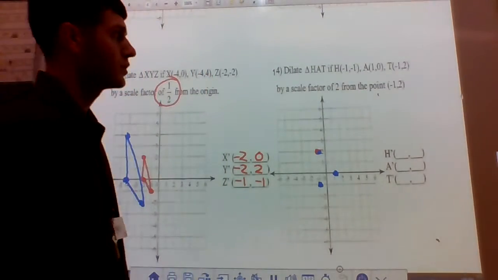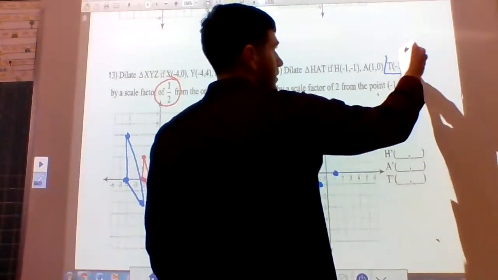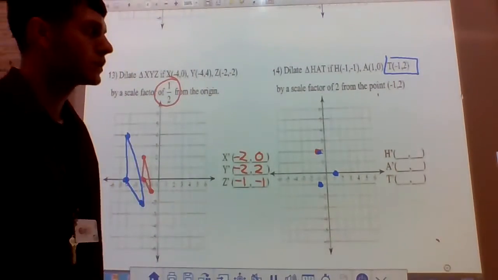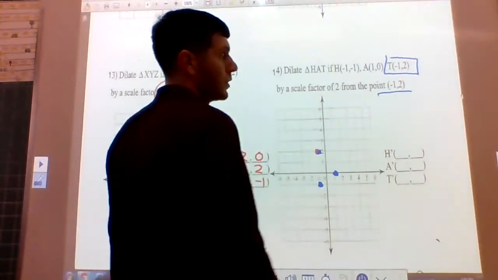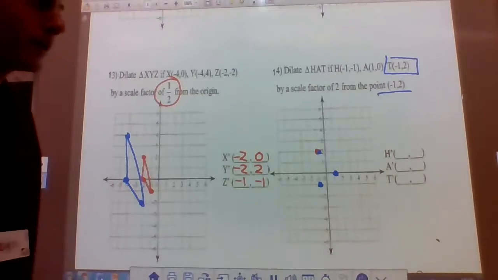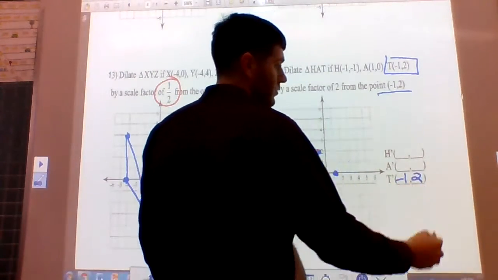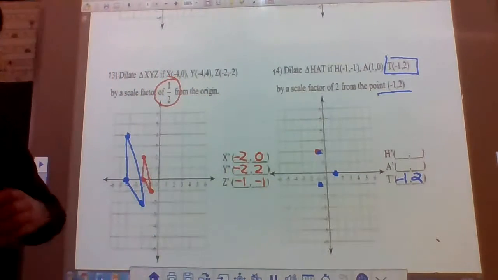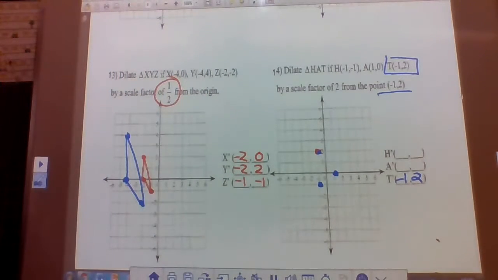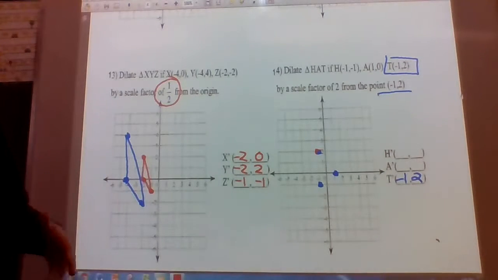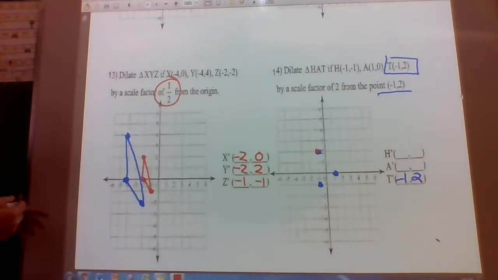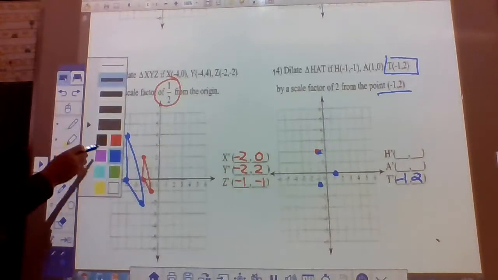Okay. So let's start with the first one. Negative 1, 2. So if we're expanding from the point negative 1, 2 and we're on negative 1, 2, it's just going to stay negative 1, 2. Right? Just like if we had a point on the origin, 0, 0, and we expanded by any scale factor, it would still be 0, 0. Okay? 0 times any scale factor is 0. Right. So now let's look at what we got.